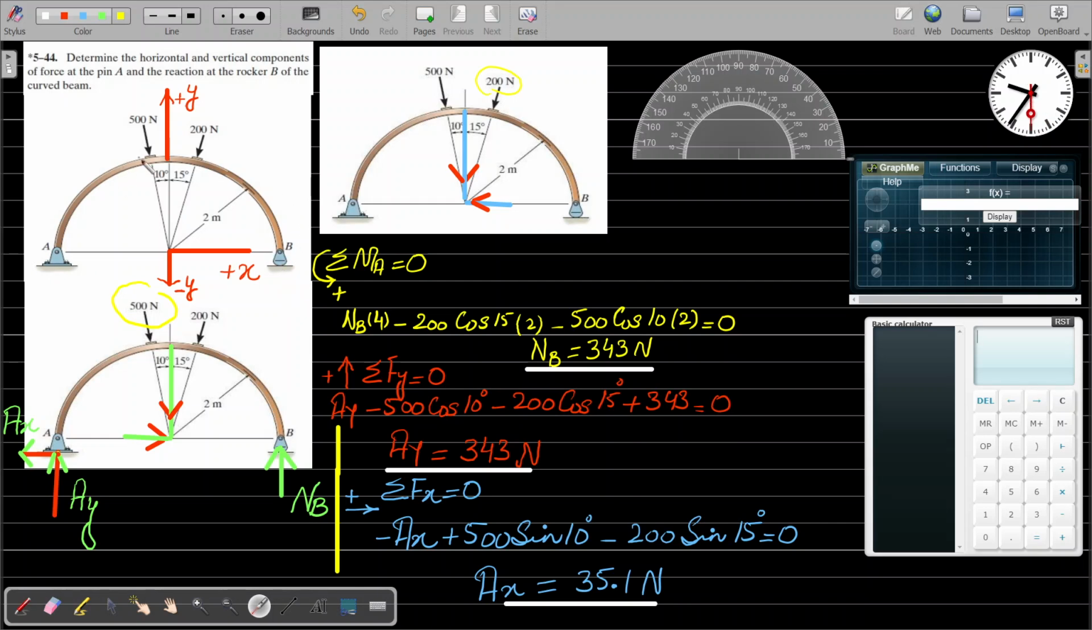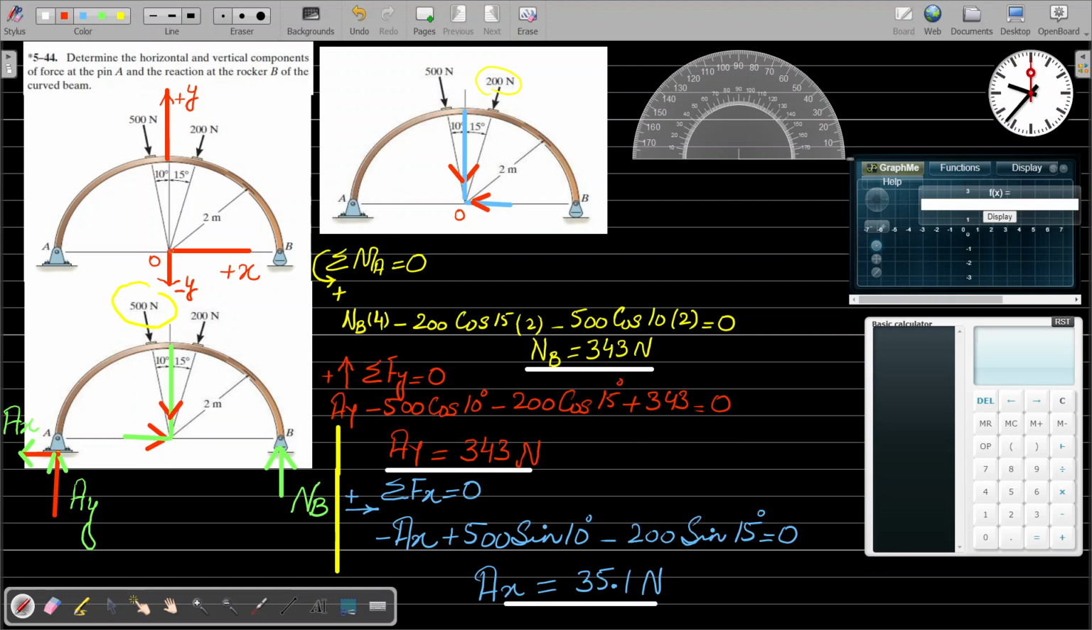The beam is fixed at point A by a pin and at point B by a rocker. There are two forces applied, including 500 Newton, and they are concurrent at this point, which we call point O. They are converging at this point O.